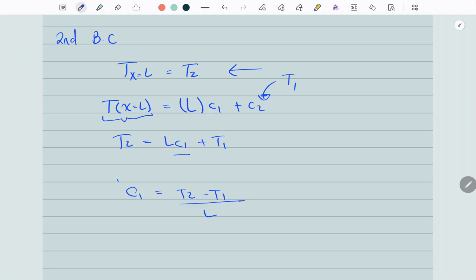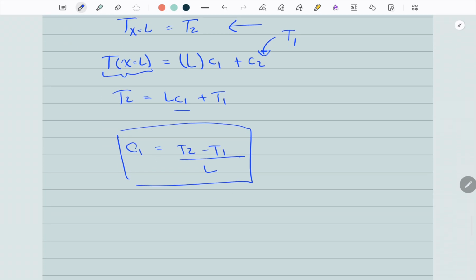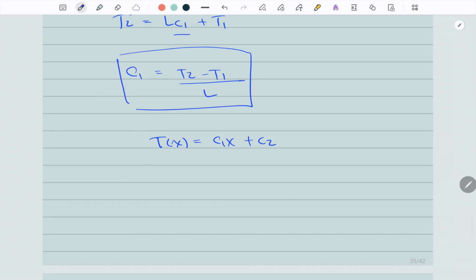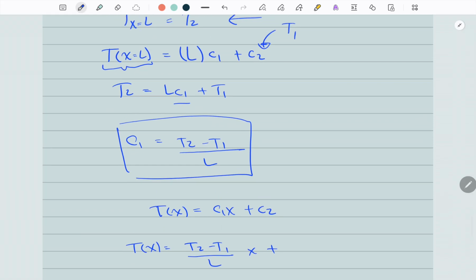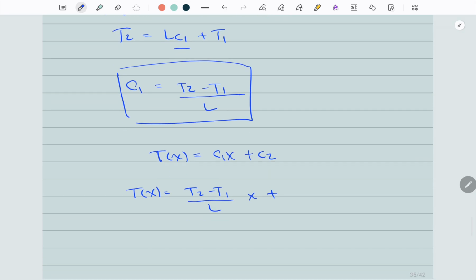Now, since we have a value for C1 and a value for C2, we can substitute it into our temperature profile equation, which is T(x) equals C1 x plus C2. Therefore, T(x) equals T2 minus T1 over L times x plus C2, which is T1, plus T1.